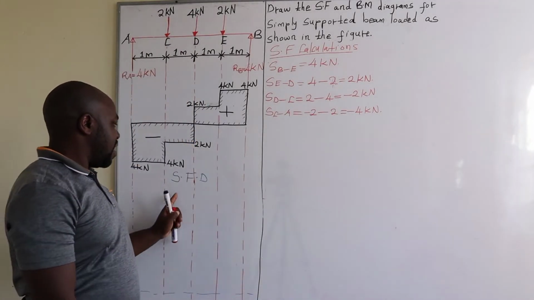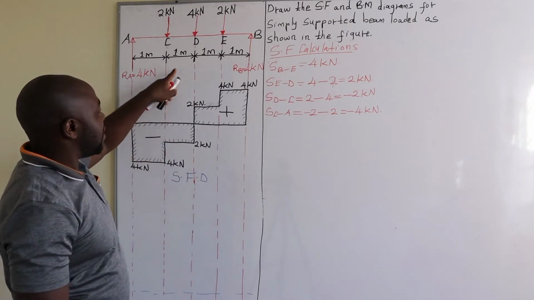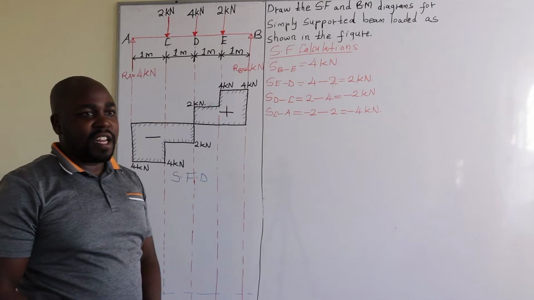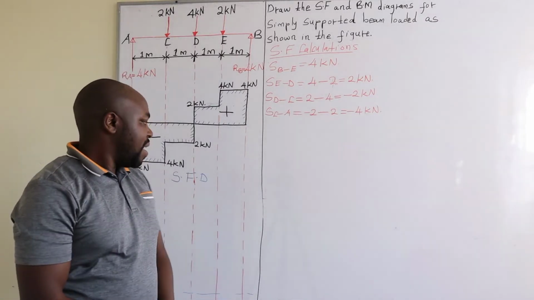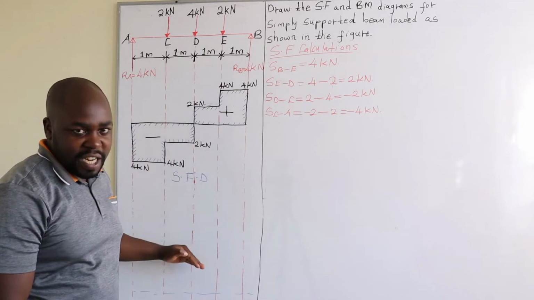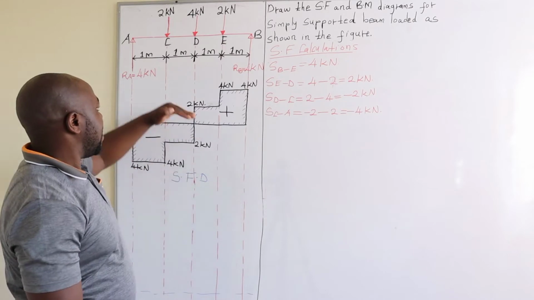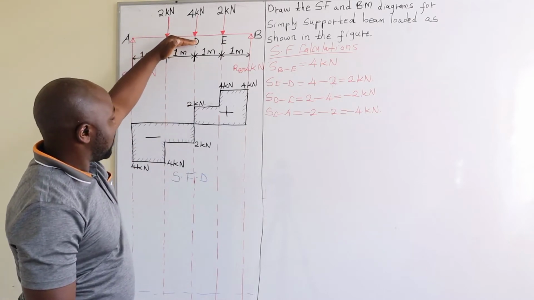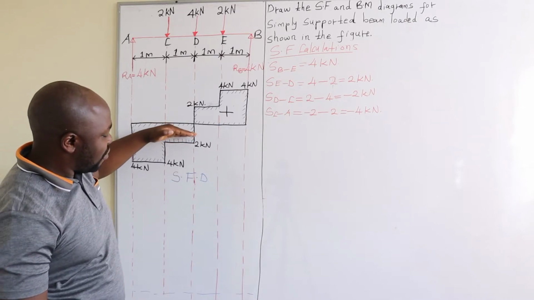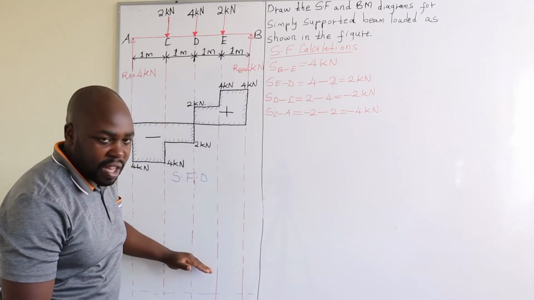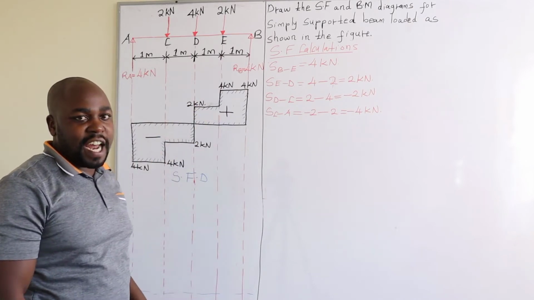We have already drawn the shear force diagram for this simply supported beam. So the next operation is to draw the bending moment diagram below this shear force diagram. Remember, the diagrams follow each other in this form. We have the loaded beam, then below it comes the shear force diagram. Below the shear force diagram, we draw the bending moment diagram. Those three diagrams must follow each other in that order.